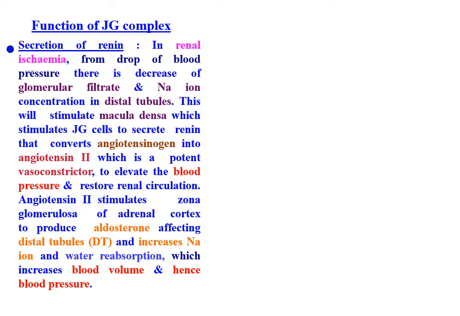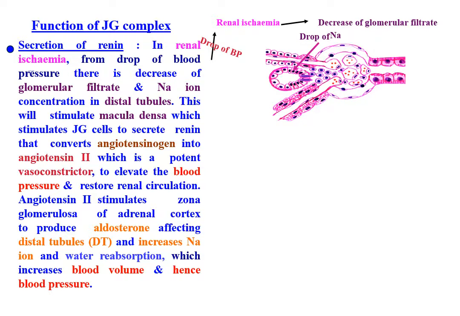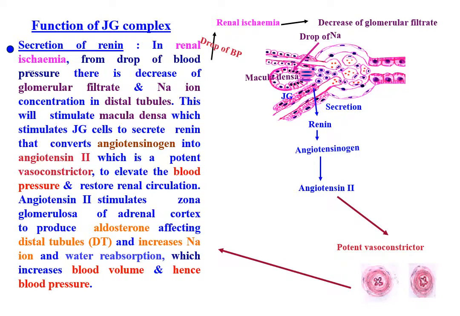Function of juxtaglomerular complex: secretion of renin. In renal ischemia resulting from drop of blood pressure, there is decrease of glomerular filtrate and sodium ion concentration in the distal tubules. This will stimulate the macula densa, which in turn stimulates juxtaglomerular cells to secrete renin, which converts angiotensinogen into angiotensin II, which is a potent vasoconstrictor, elevating blood pressure and restoring the renal circulation.